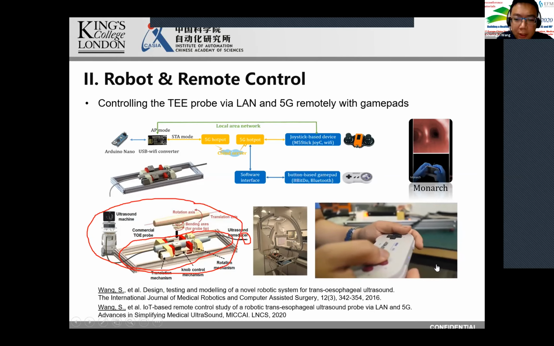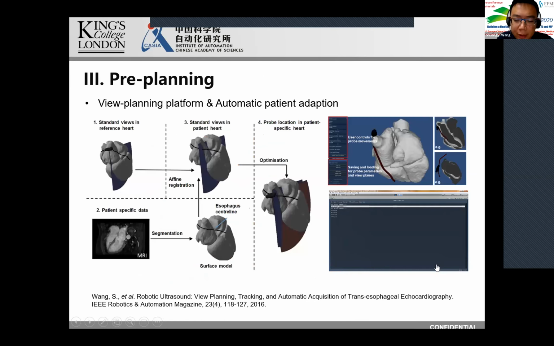Furthermore, we looked into whether we can bring some autonomy into the system. So we looked into the view planning platform and also the navigation. The basic concept here is that before the procedure, we will have the 3D data of the patient from either an MR scan or CT scan. Then we can use that data to plan where we should place the ultrasound probe in order to do the procedure.